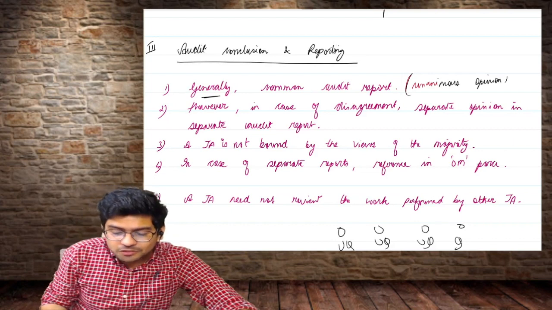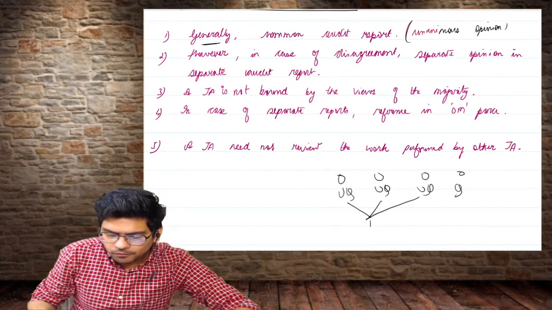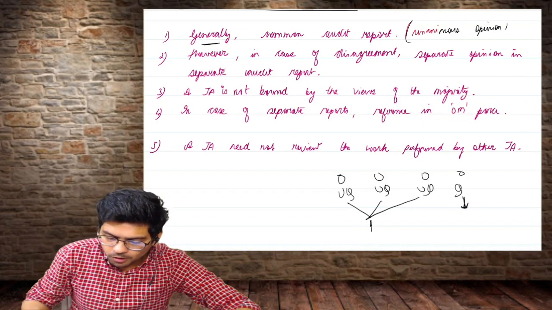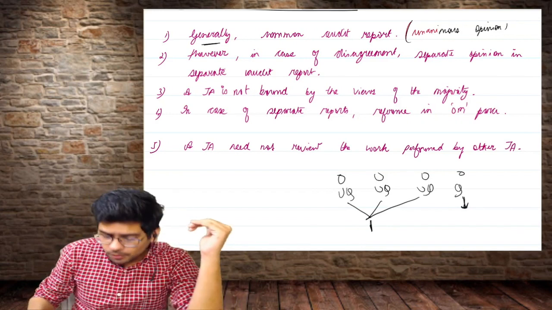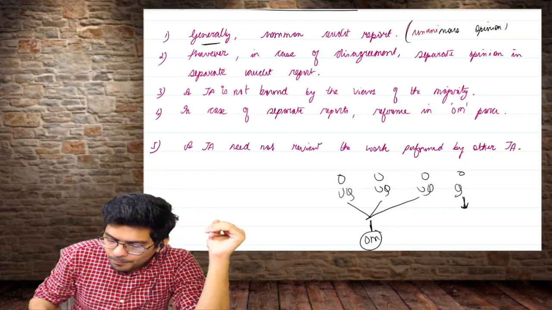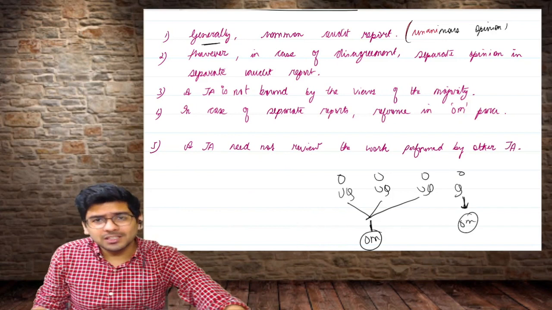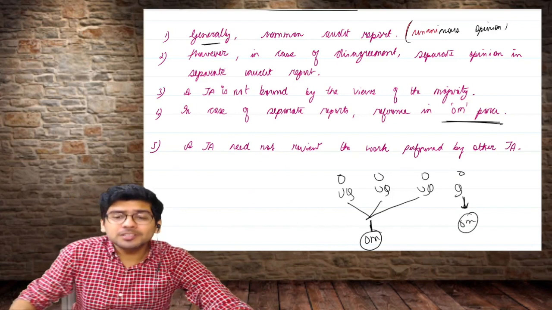And in case of separate reports, what is going to happen? Let's say these 3 together will give one report, and he is also going to issue one report. But now, because there are two audit reports, each of them needs to mention in their OM paragraph that there is one more report. They are of this view, there is one more report. So in case of separate reports, reference in OM paragraph. OM is other matter paragraph.